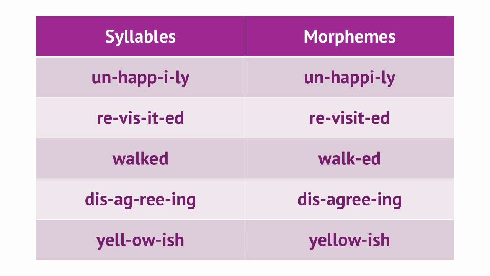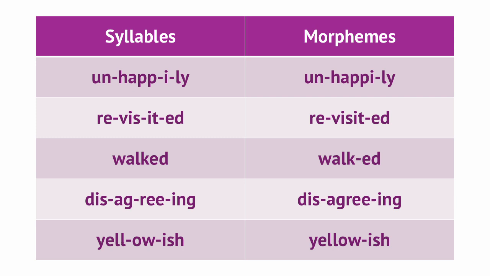Revisited. So, four syllables. How many morphemes do we have in this word? The core morpheme is visit. And then we've got the prefix re at the beginning, and that adds extra meaning to the word.